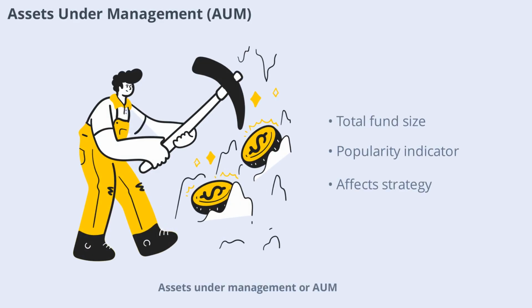Assets under management, or AUM, refers to the total market value of all assets managed by a fund. AUM is often seen as a sign of a fund's popularity and stability. Larger funds may benefit from economies of scale, but very large funds can also face challenges in maintaining performance. AUM can influence fees, liquidity, and investment strategy, making it a key metric to consider.